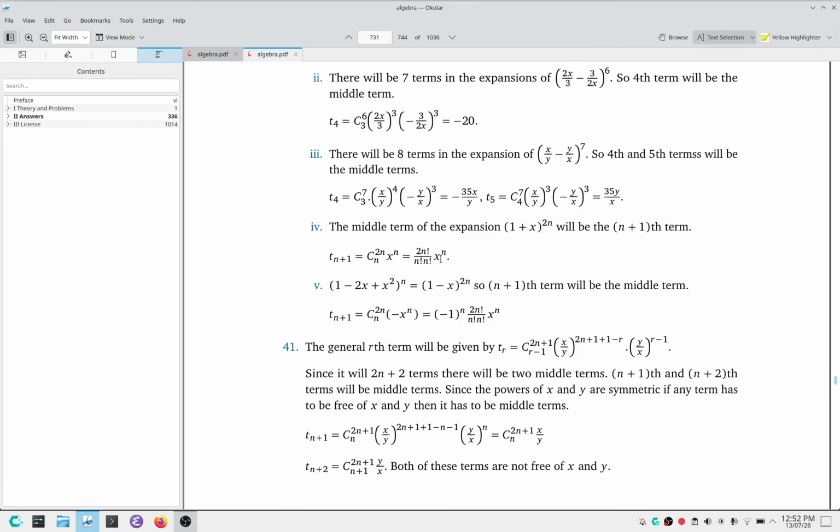So we have already computed it. It would be minus 1, and this n should be outside the parenthesis. So the answer would be minus 1 to the power n times 2n factorial divided by n factorial times n factorial, x raised to the power n.